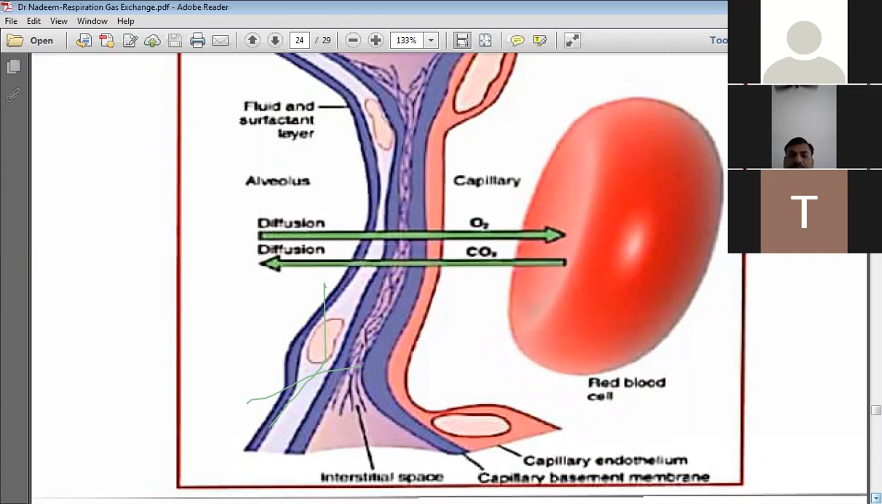This RBC will transport oxygen to all other cells for the respiration process. And when CO2 is released from the respiration process, most of the CO2 is transported by this RBC again to the blood capillaries membrane, fusing with the membrane of the alveolus, and it is taken inside the alveolus and exhaled out of the body.